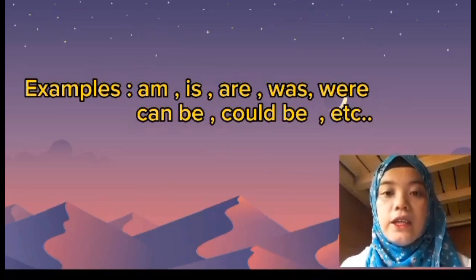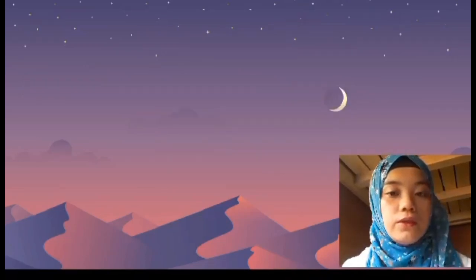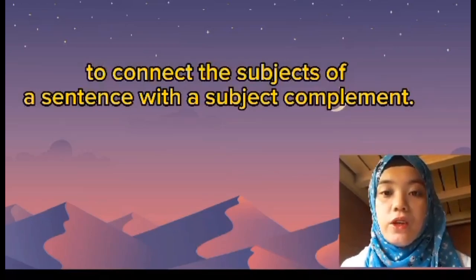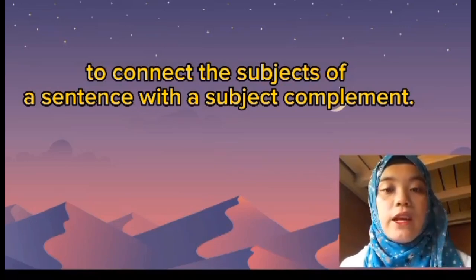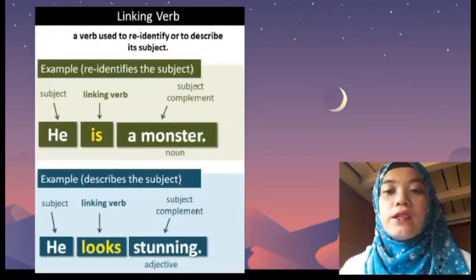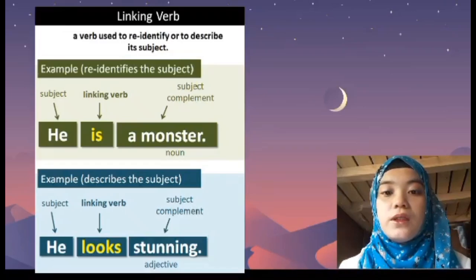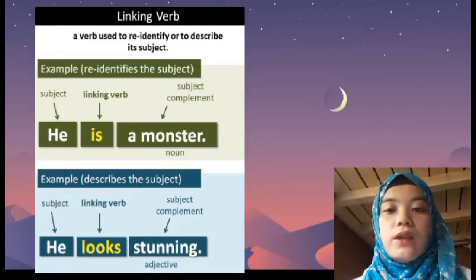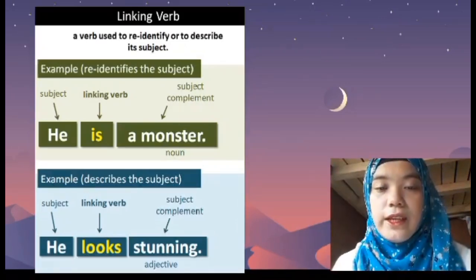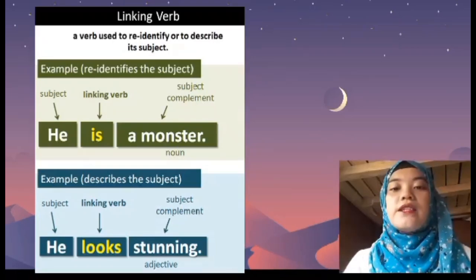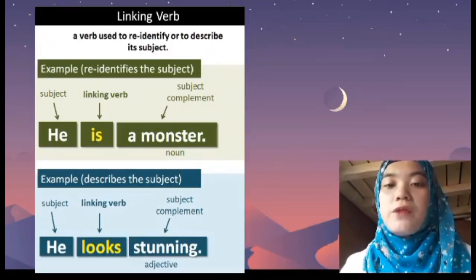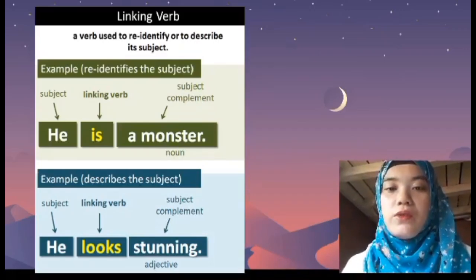To simplify the function of linking verbs, the use of a linking verb is to connect the subject of a sentence with the subject complement. For example, in the sentence, he is a monster, our subject is he, our linking verb is is, and our subject complement here is a monster. And the subject he is re-identified by the subject complement, which is a monster.